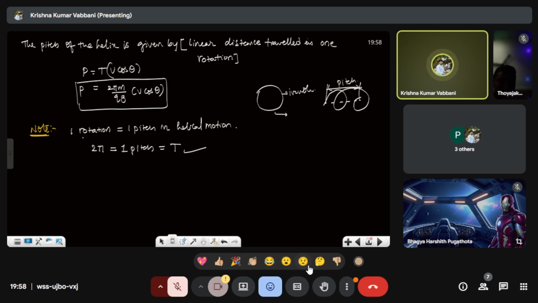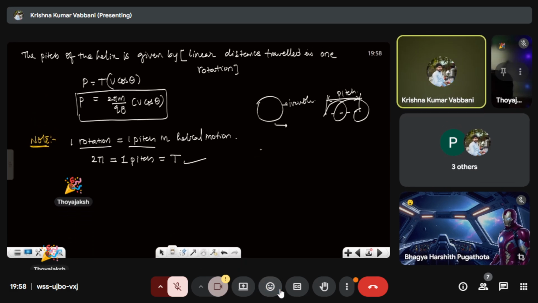Generally they will ask in the question, giving the number of pitches, and you have to convert it into rotations. One rotation equals one pitch. So this is important.